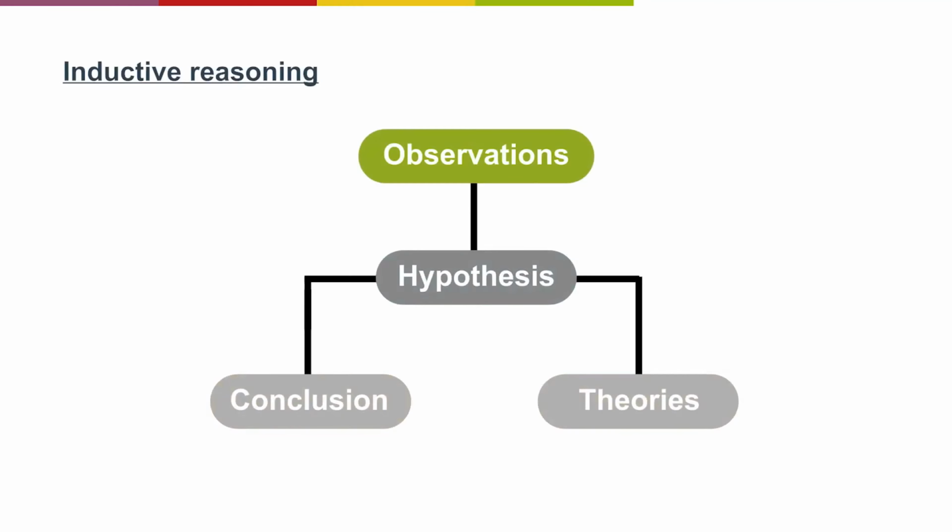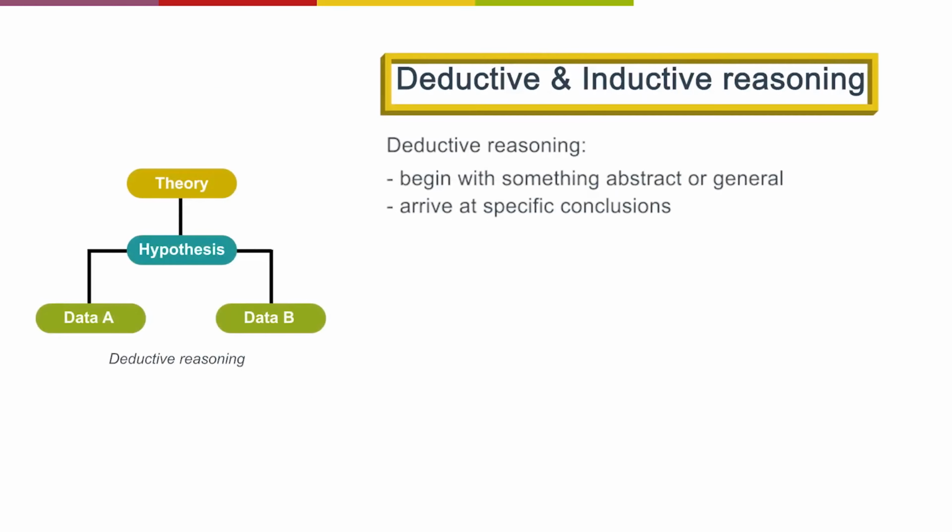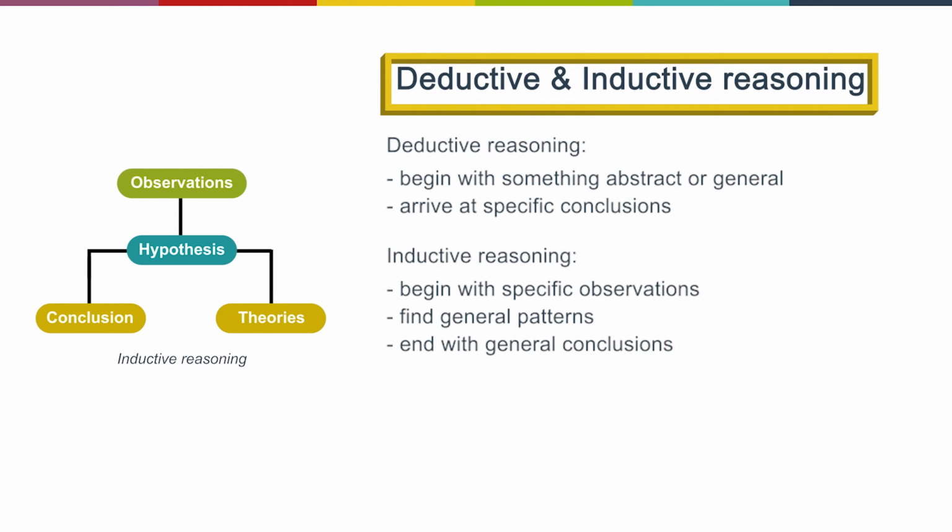For inductive reasoning, a researcher begins with specific and concrete observations, and from there he detects patterns or regularities. He formulates a tentative hypothesis for further exploration. He finally ends up with some general conclusions or theories. In deductive reasoning, you begin with something abstract or general, but arrive at specific conclusions. But for inductive reasoning, you begin with specific observations, find general patterns, and end with general conclusions.